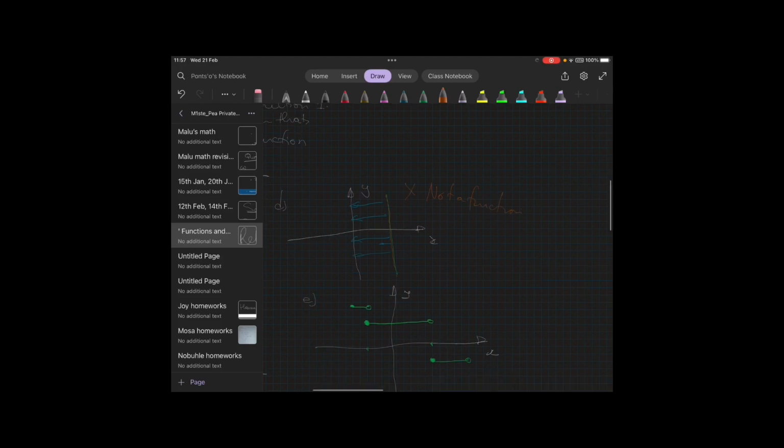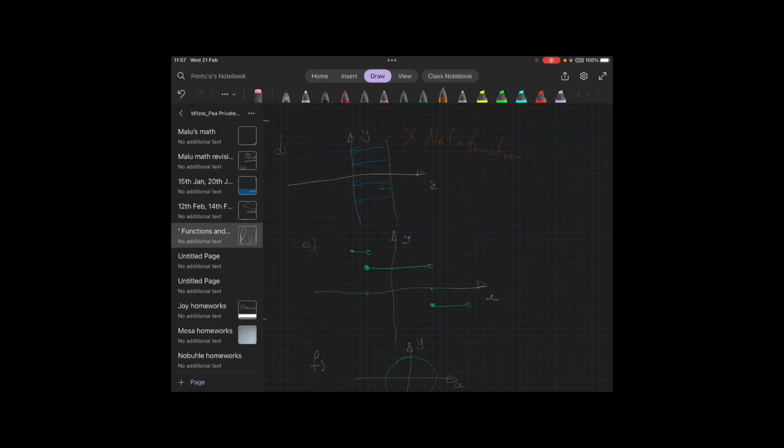Not a function. Okay, let's look at our piecewise function. There's one piece, another piece, one piece, another piece, another piece. If we do a vertical line test, pass. Yeah, pass. So it is a function.